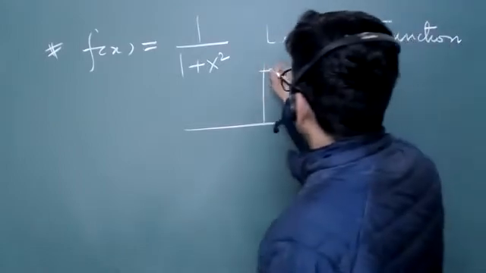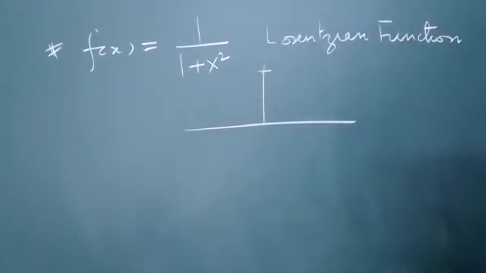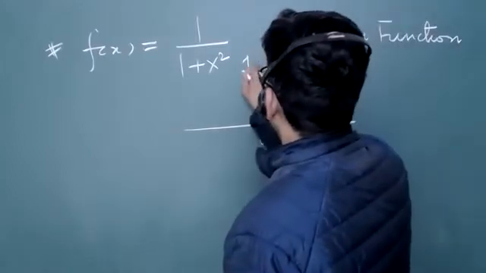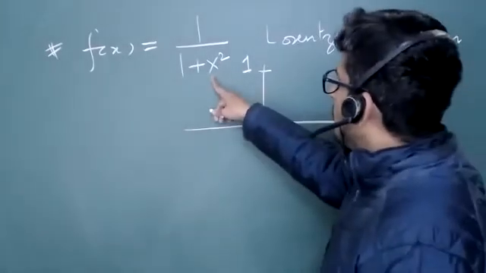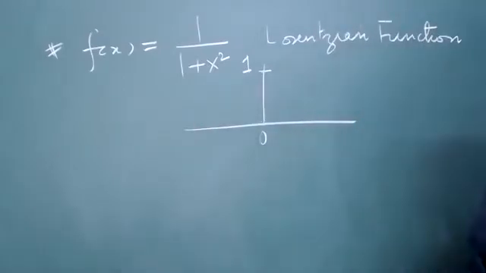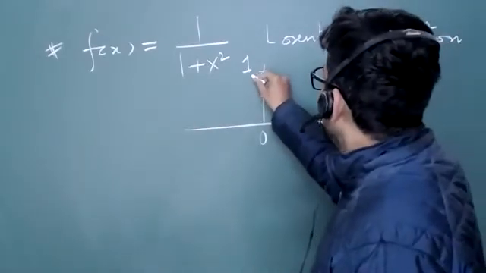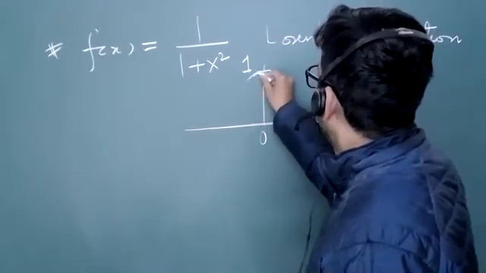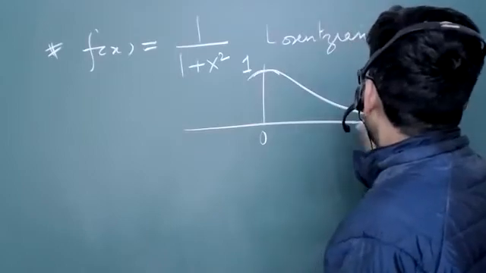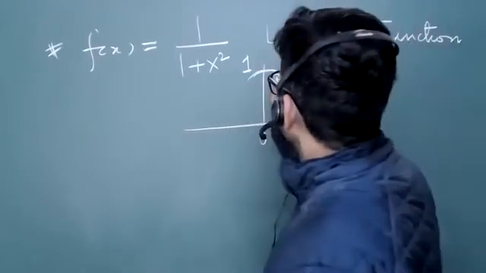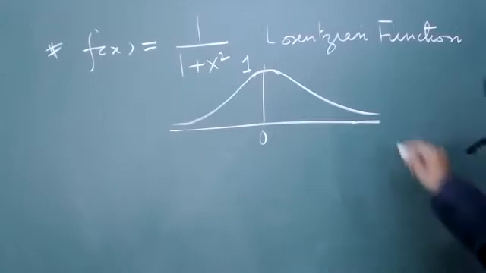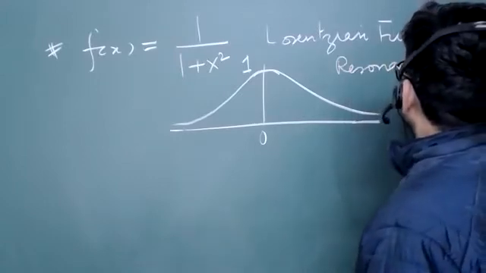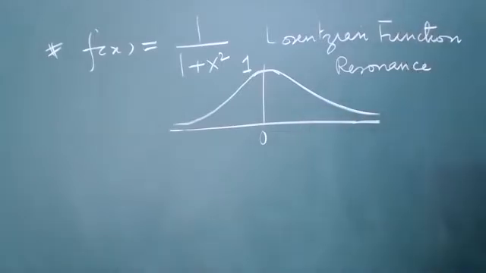At x is equal to 0, you can see what is the value? 1. At x is equal to 0, what is the value of this function? It is 1. And at x is equal to infinity, what will it become? 0. So that means it will go like this. Here it will become 1, and at x is equal to infinity, it will go towards 0, right? And at x is equal to minus infinity also, it will go to 0. So you can see in the case of resonance, etc., we get such a type of function, right? And this is known as the Lorentzian function.